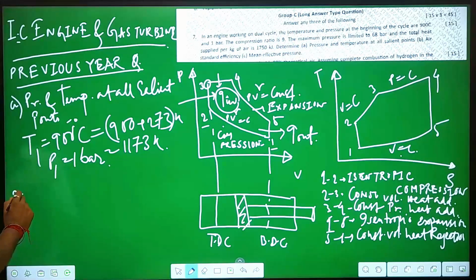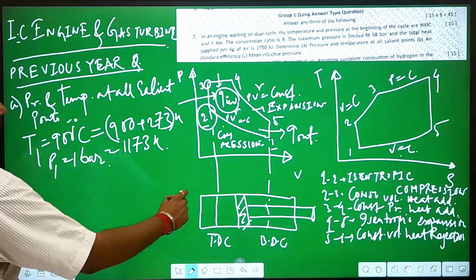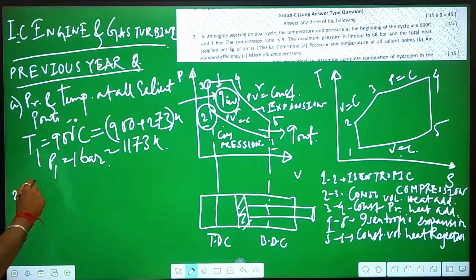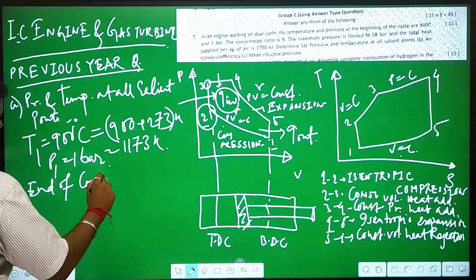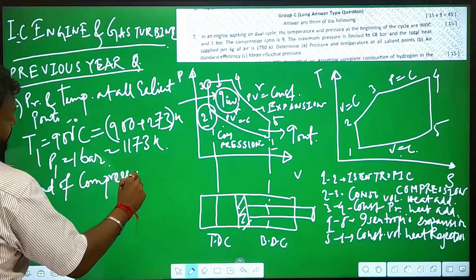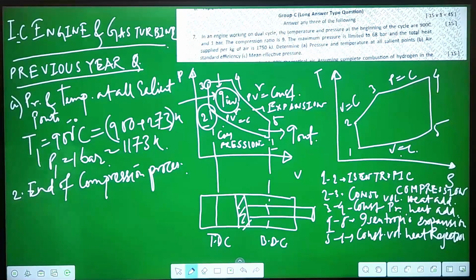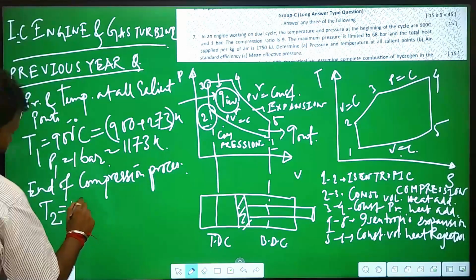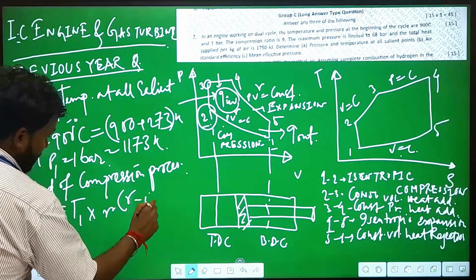Next, point number 2. What is happening at point 2? It is the end of the isentropic compression, the end of the compression process. So, what will be the temperature at the end of the compression process? T2 is equal to T1 into r to the power gamma minus 1.